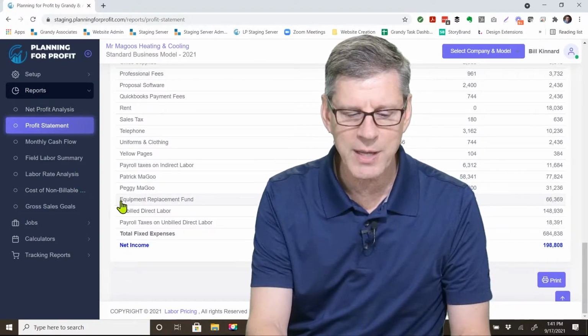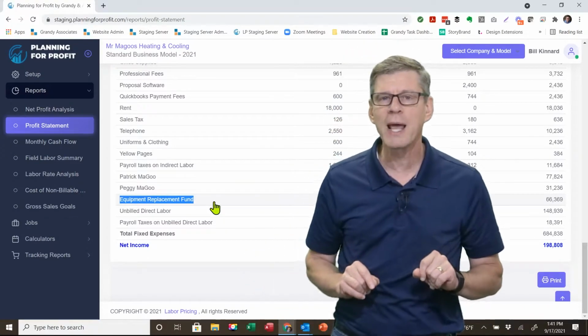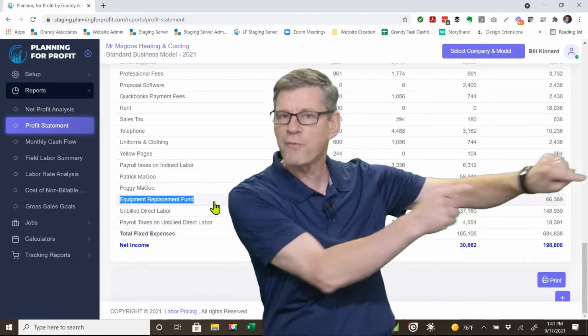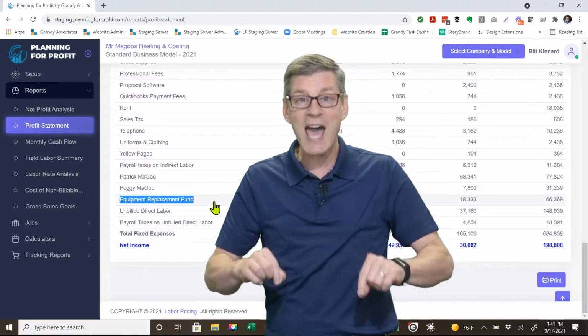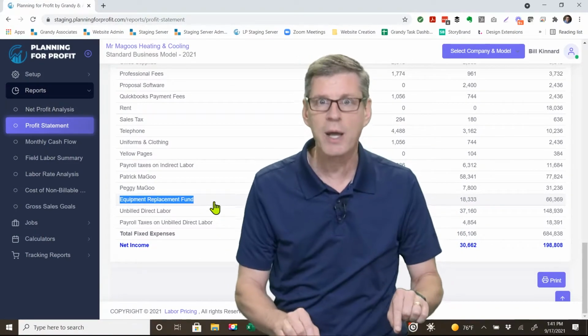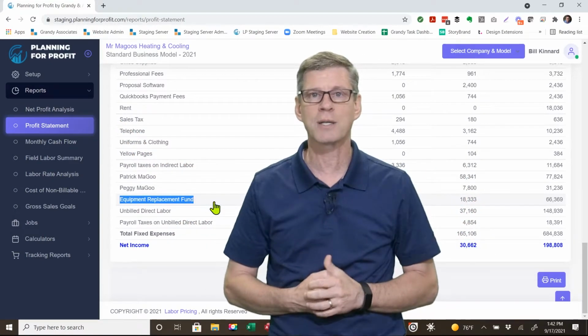And so as I look down here, I can see the equipment replacement fund. Remember, your P&L probably has depreciation. Depreciation deals with what I paid for a truck 2 or 3 or 4 years ago. Equipment replacement fund on the cash flow side deals with what it's going to cost me to replace that same truck 2 or 3 or 4 years from now into the future. And we're going to build that into today's costs.